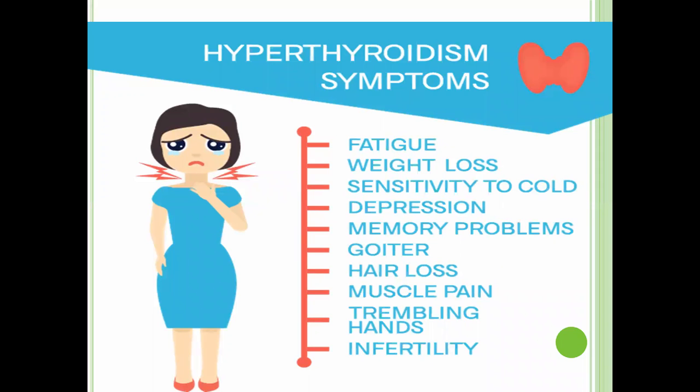This condition, hyperthyroidism, is excessive secretion of thyroid hormones from the thyroid gland. It leads to hyperthyroidism, which is observed either in the form of toxic goiter or in the form of Graves disease with exophthalmos goiter. So, the symptoms of this hyperthyroidism.